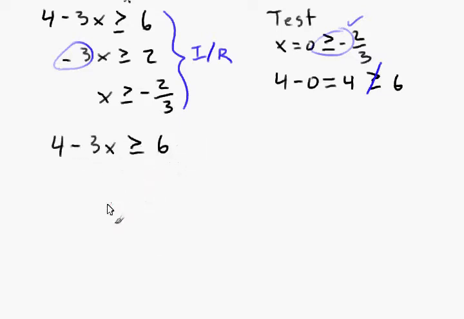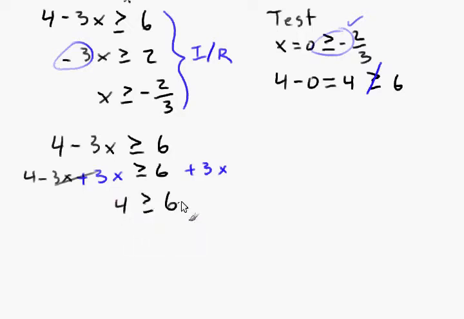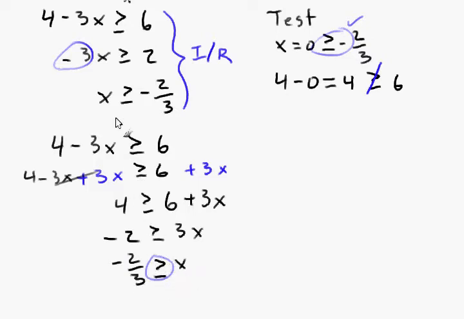But this time we're going to do something a little bit different. I'm going to add 3x to both sides. These cancel out. We have 4 is greater than or equal to 6 plus 3x. Now we'll subtract 6 from both sides and divide by 3. Negative 2/3 is greater than or equal to x. That's the opposite of what we had here.